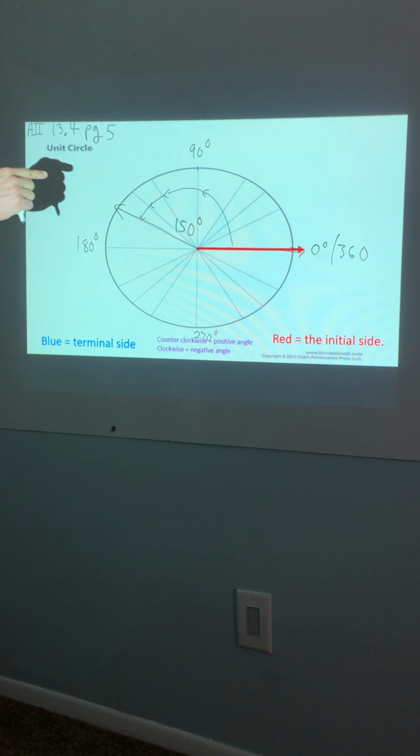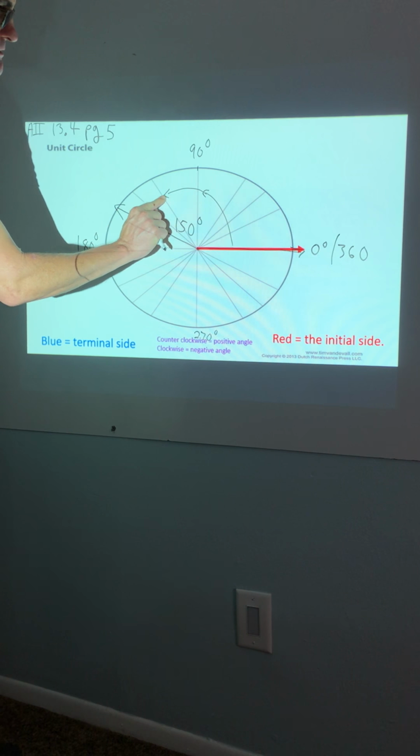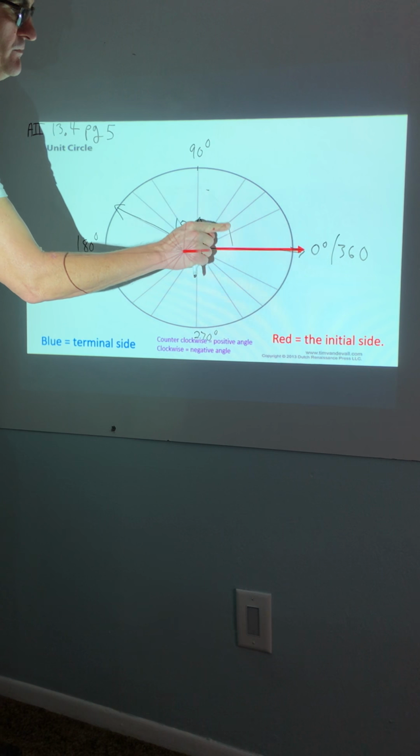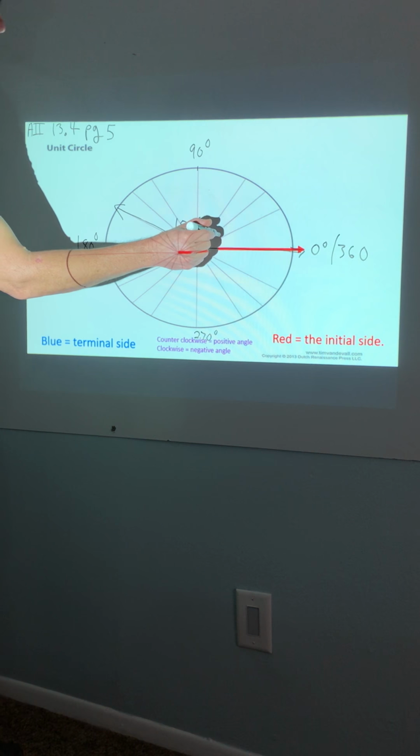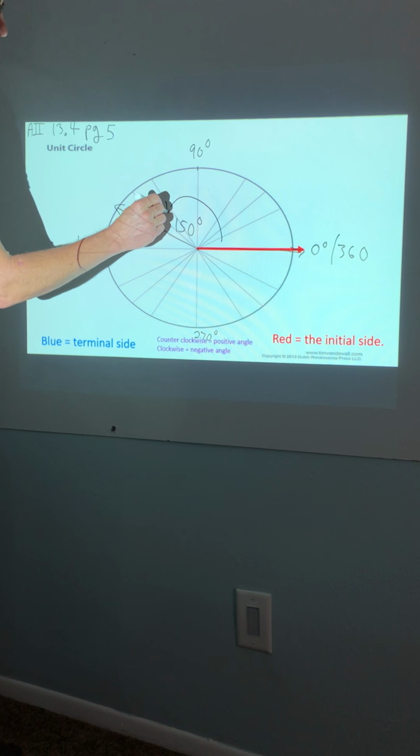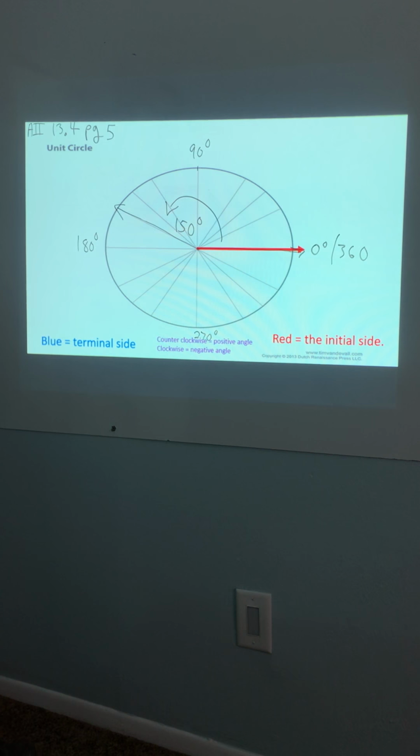How we usually write it, honestly, you just draw the initial ray, the terminal ray, and you just draw the direction of the rotation. And because I went counterclockwise, that's going to be 150 degrees.